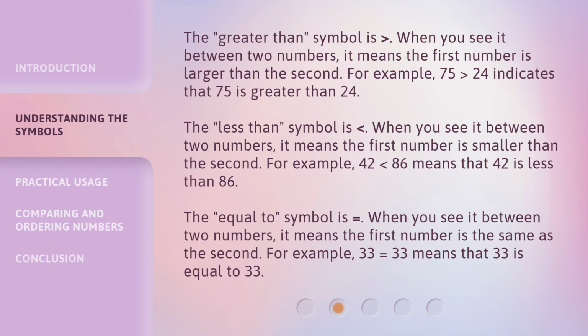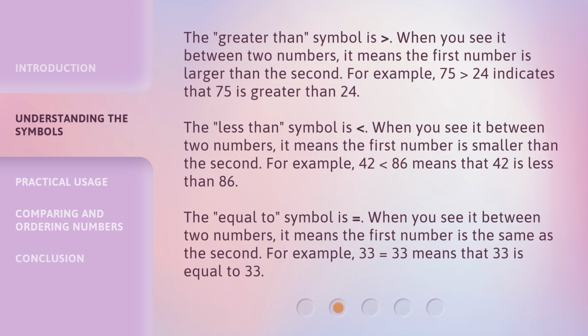The less than symbol is "<". When you see it between two numbers, it means the first number is smaller than the second. For example, 42 < 86 means that 42 is less than 86.